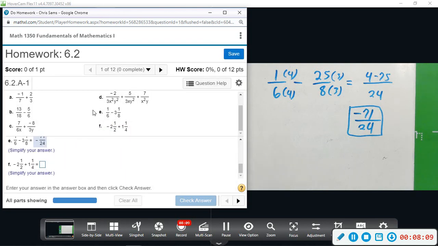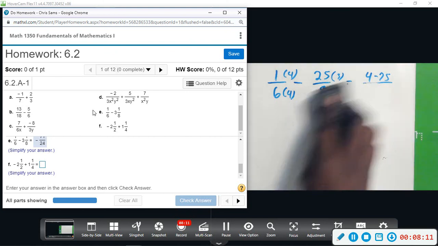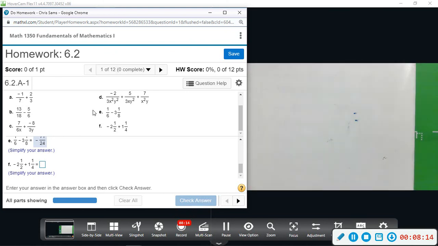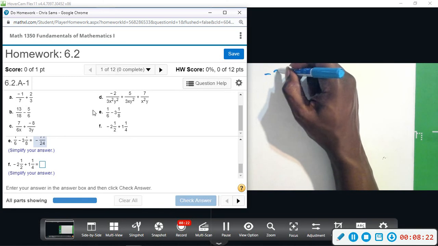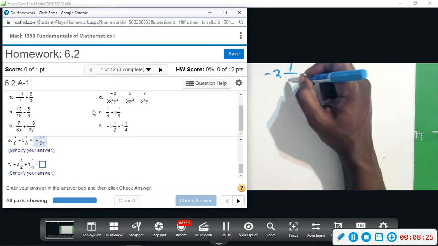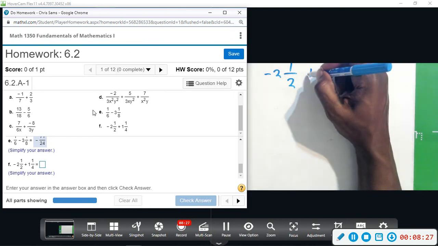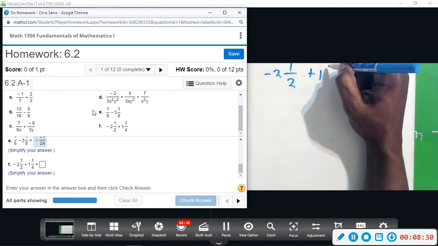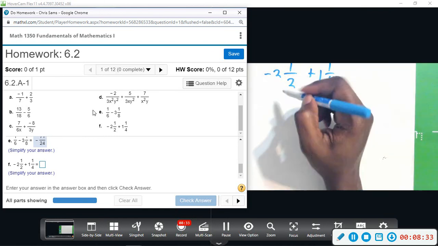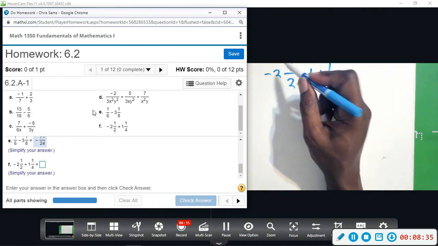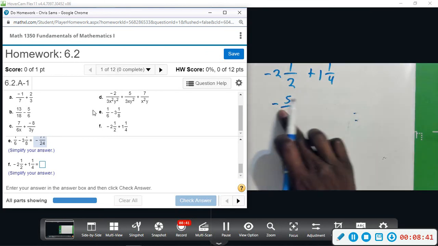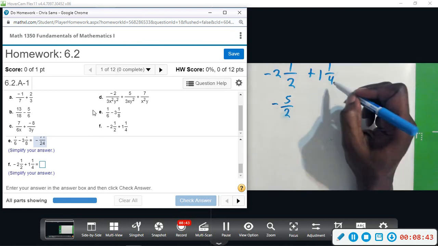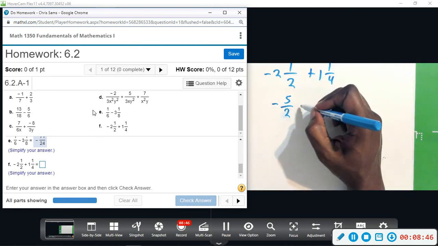And then F, we're also going to go ahead and change these to mixed or improper. We have negative 2 and 1/2 plus 1 and 1/4. So multiply. 2 times 2 is 4 plus 1 is 5. So negative 5/2.